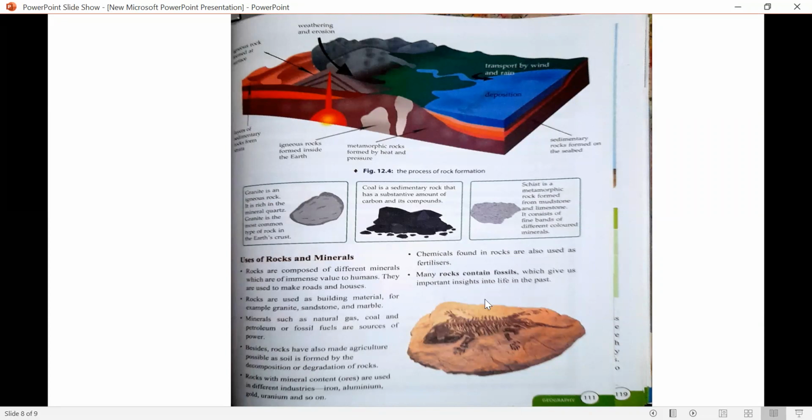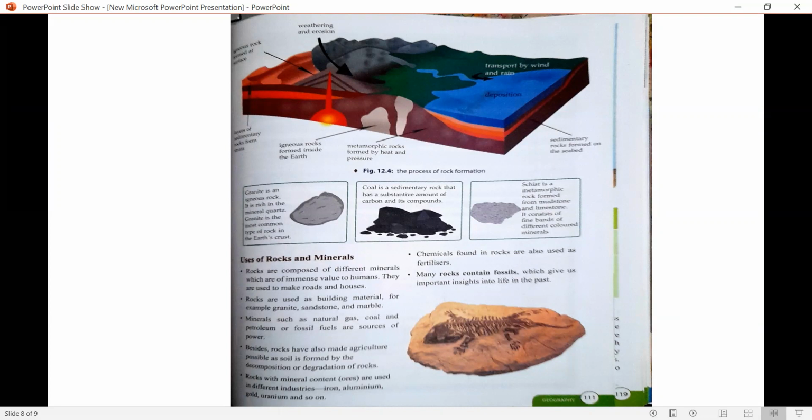Rocks are actually used as building material, for example granite, sandstone, and marble. Minerals such as natural gas, coal, and petroleum, which are fossil fuels, are sources to power our cars, electricity, etc. Besides, rocks have also made agriculture possible, as soil is formed by the decomposition and degradation of rocks. It gives very many nutrients to the plants also.